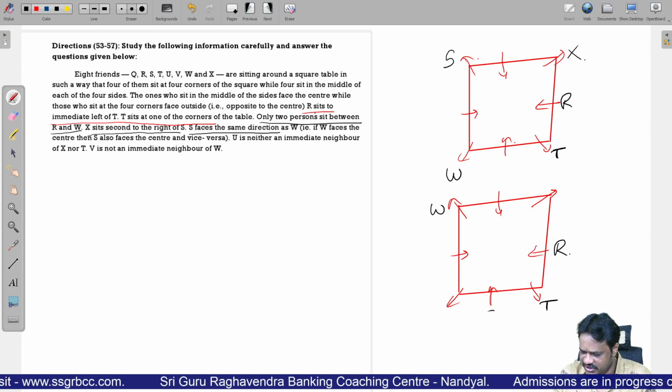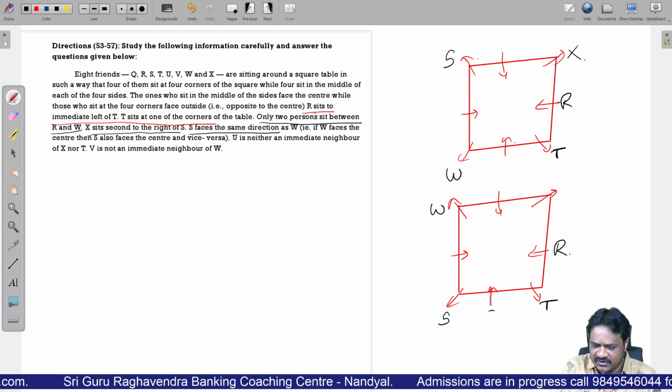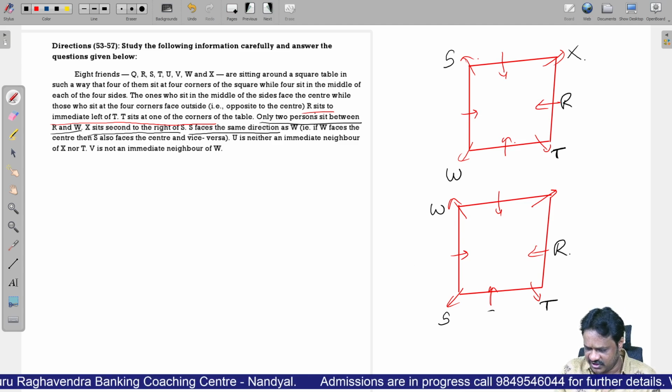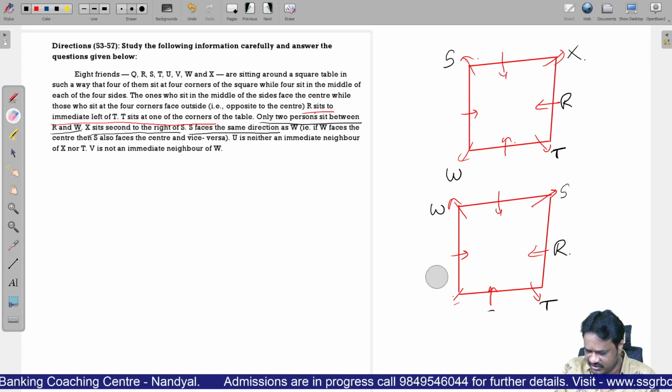Now here also if I write X, X is sitting second to the right of S. That will not come. If I write S here also, X won't come. So this is definitely wrong.